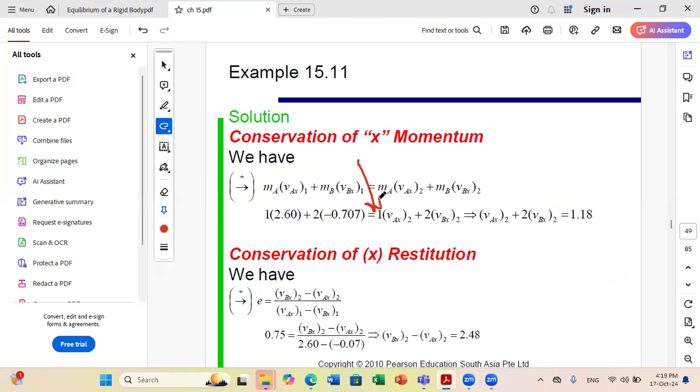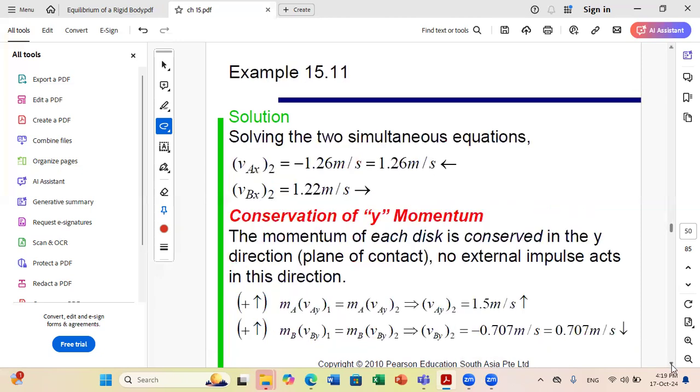We need a second relation. We use the restitution coefficient. As we mentioned, all velocities in the restitution coefficient are projected along the line of impact. Since the line of impact here is x, I take components of velocity along x. So I end up with two equations, two unknowns. I can solve for my components along x. And along y, since no impulses are acting in this direction, the velocity is conserved. So we find VAy2, VBy2.